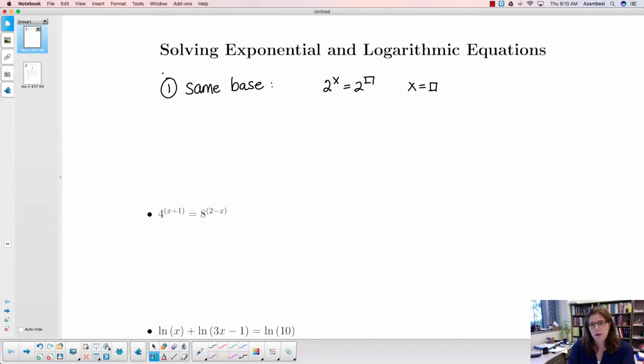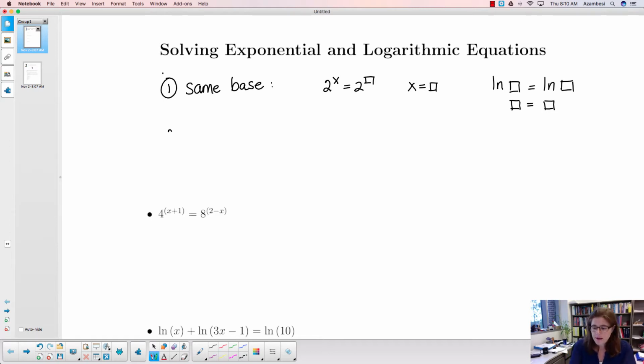The same thing works with logarithmic equations. So if you have, say, the natural log of something on one side of the equation equal to the natural log of some other thing, then whatever those things are have to be the same. So we have this equal to this. So that's your first option, going and trying to make the same base on both sides. But that's not always successful.